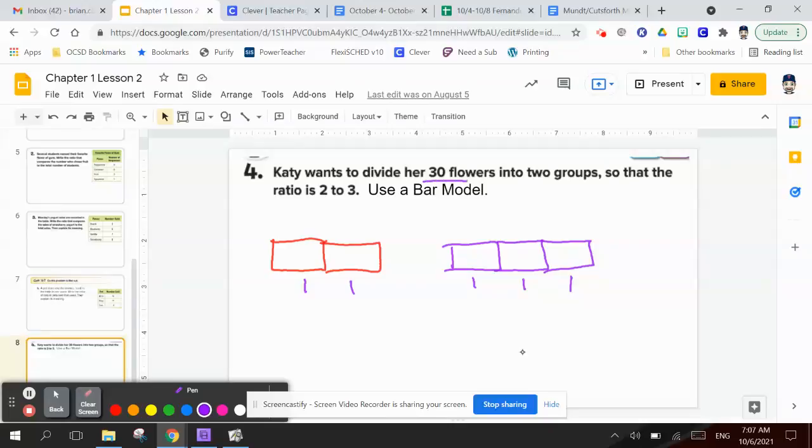So if I take my 30 total flowers and I divide that by 5 groups, 30 divided by 5, I know that's 6. So there are 6 flowers in each group. So this gave a ratio of 2 to 3. There are 12 roses for every 18 lilies.